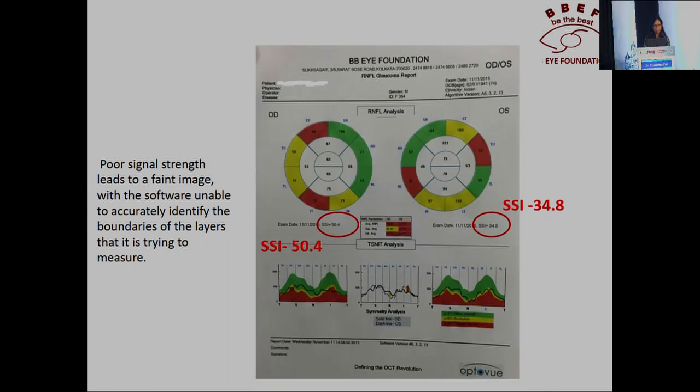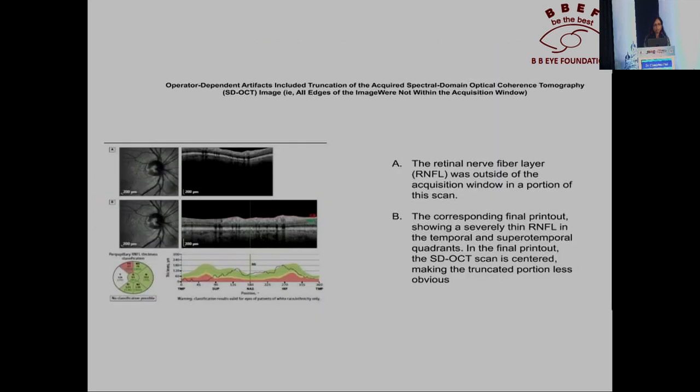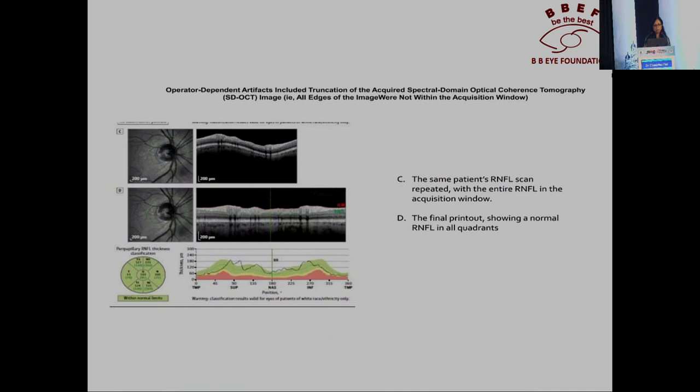So, poor signal strength. You've got to be careful what the signal strength is before you label a patient as glaucomatous. Something like this, as you see on your left, that is 34.8, could mislead a clinician. Operator-dependent artifacts include truncation of the acquired spectral domain optical coherence tomography image. That is, all edges of the image were not seen within the window, as you see out there. And the same image, when I show you here, see there is a drastic change in your pie chart, and even in the graph that you see, the double hump pattern and the rest of it.